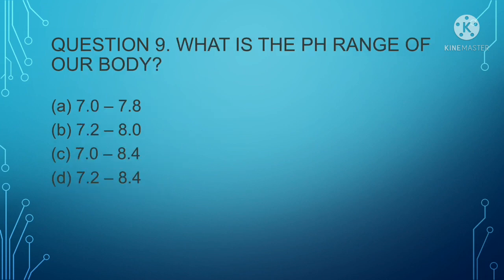Question number 9. What is the pH range of our body? The options are A, 7 to 7.8, option B, 7.2 to 8, option C, 7 to 8.4, option D, 7.2 to 8.4. So our body works within the pH range of 7 to 7.8. Therefore your correct answer for this question is option A, 7 to 7.8.